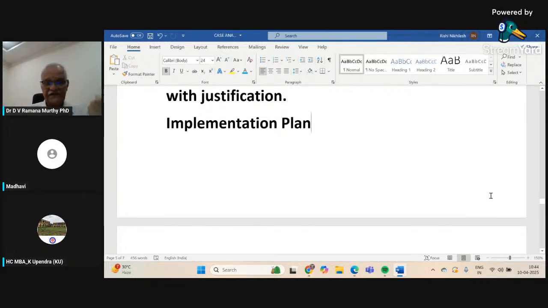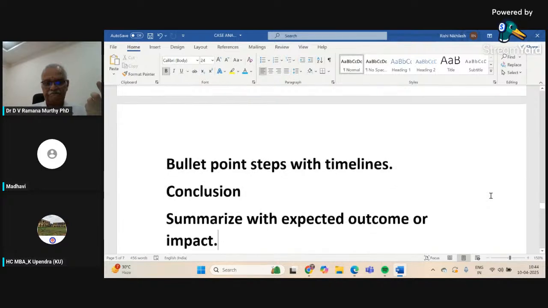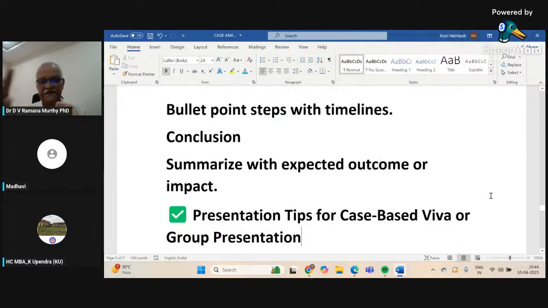Then, of course, next is an implementation plan. How you're going to implement this and all that. When you're implementing it, please note that you're supposed to introduce bullet point steps and timelines. And then at the end, you give a powerful conclusion. Start with a powerful introduction and end with a power-packed conclusion, in case analysis.